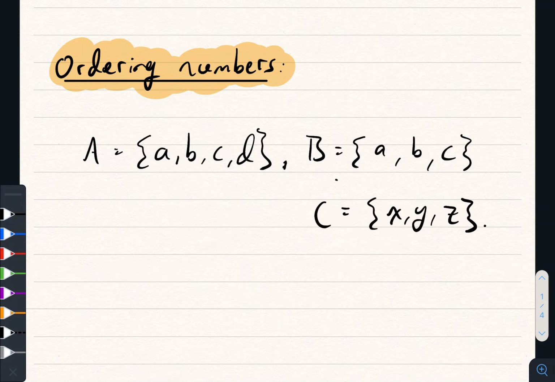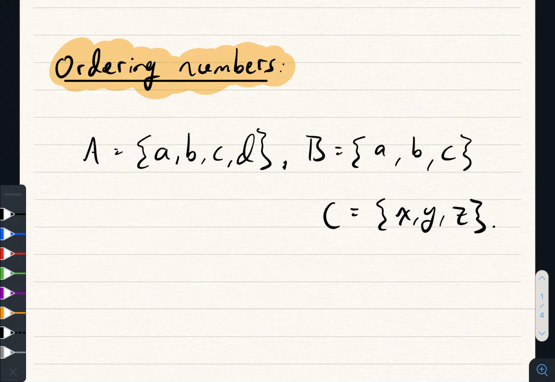So one way that you could say this is set up a correspondence between this set C and a set which is a subset of A. So set up a correspondence between C and some subset of A, and that'll tell you that this is going to be smaller than A.